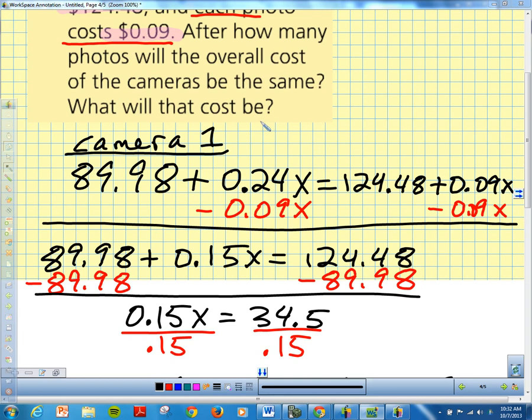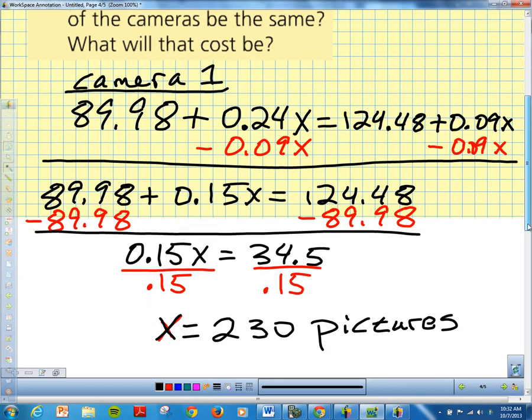What do I do to figure out what that cost is going to be? Stephanie? Yeah, I can plug it into either side. Why can I plug it into either side? Right, they're both going to equal the same. Because I just figured out how many pictures I have to take for the two equations to equal one another. That's 230. So it doesn't matter which one I plug it in. If you're paranoid on the test, and you want to plug it into both sides to make sure you get the same number, not a bad idea. You should get the same number, so it doesn't matter.